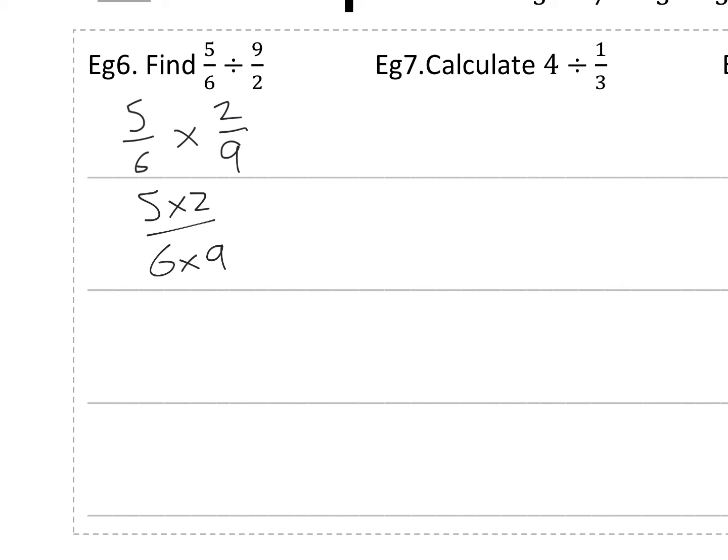We can then multiply the numerators and multiply the denominators. Remember, if there's a possibility of cancelling, there's a common factor of 2, so we can divide through by 2. 6 divided by 2 is 3, 2 divided by 2 is 1. That leaves our numerator as 5 times 1, which is 5, and the denominator 3 times 9, which is 27.